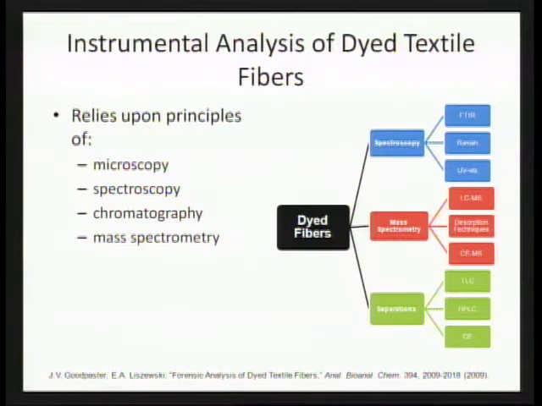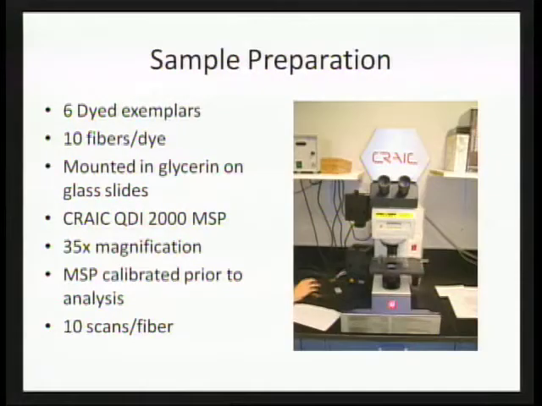Here's just a brief intro on how you would look at analyzing fibers. You start with microscopy and look for general characteristics, determine whether it's natural or synthetic, and then you'd go to microspectrophotometry to look at color and other such characteristics. Both of these are non-destructive, so that's why they're preferred, with minimum sample prep. And you can look more intensively at the color or the dyes based on chromatography and mass spec, but primarily we're focused on spectroscopy. For sample prep, we had 6 dyed exemplars. We took 10 fibers per each dye, mounted them in glass microscope slides, and then took 10 scans per fiber using the MSP.